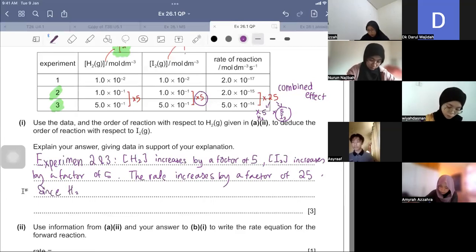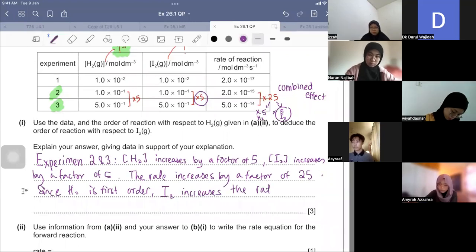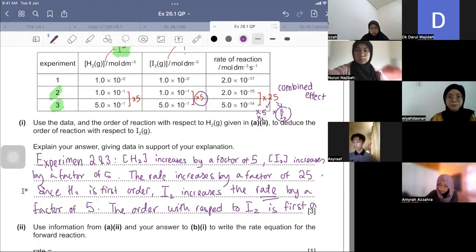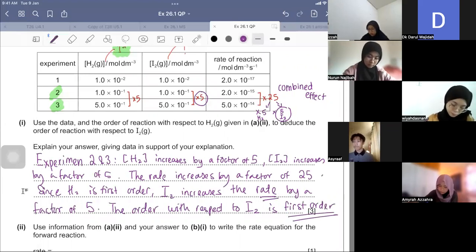Since H2 is first order, iodine increases the rate by a factor of 5 as well. So the order with respect to iodine is first order.